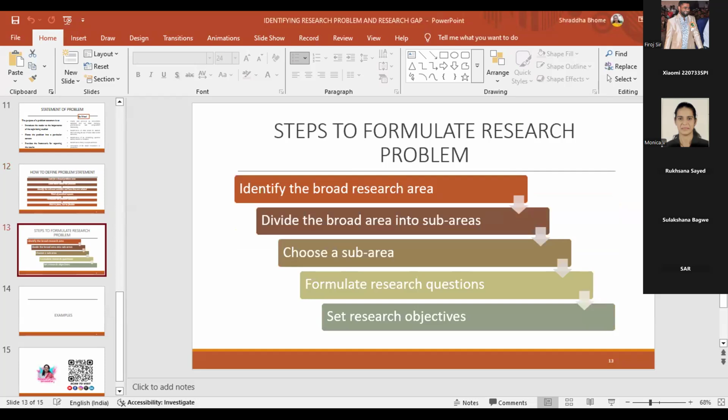Here is the second last slide for you all. Steps to formulate the research problem. There are these 5 steps which we as researchers must use while formulating the research problem. The first step is you need to identify your broad research area. You need to begin with the area which interests you the most.